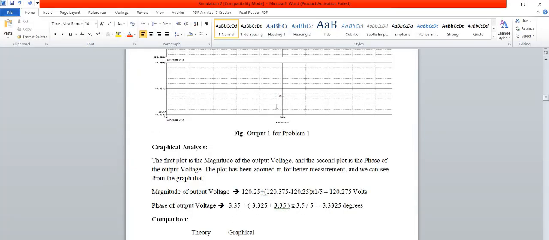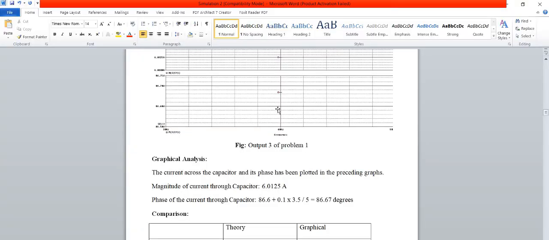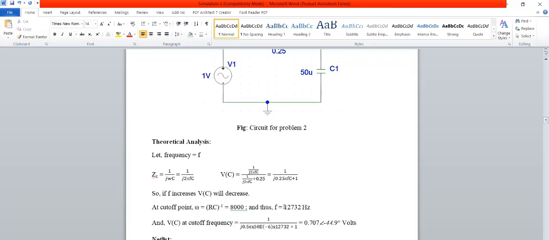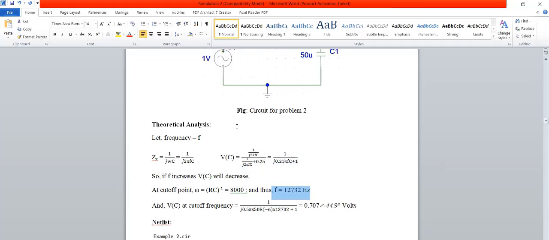We know that the cutoff frequency is the frequency at which our output voltage is 1 by root 2 times the maximum output voltage. As this is an RC circuit, we know that for an RC circuit the cutoff frequency is determined by 1 by RC, and if we do this, our cutoff frequency will be this. You have learned this in your theory classes, so I will not discuss it here. At the cutoff frequency, we can see that our voltage is almost 0.707.